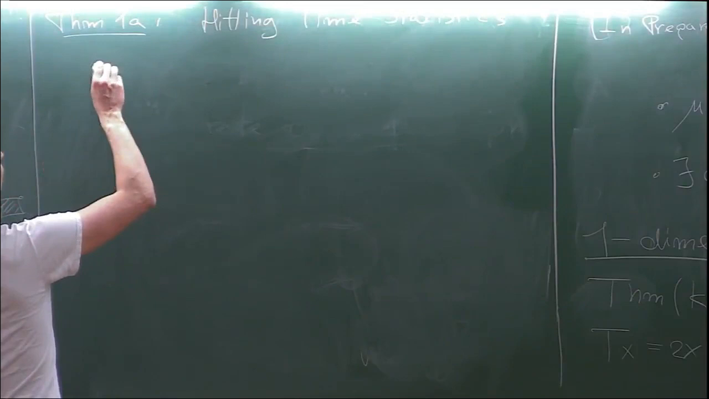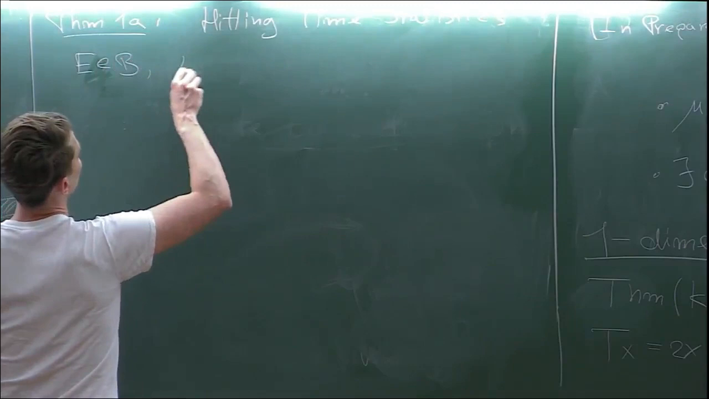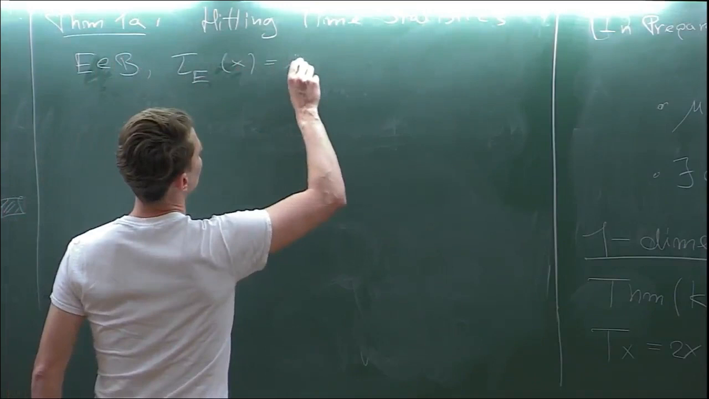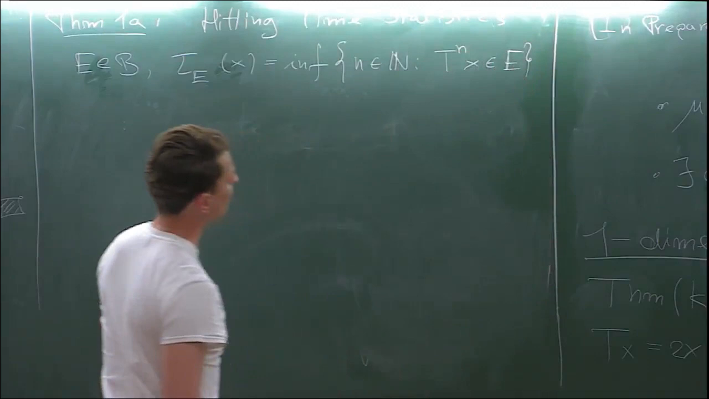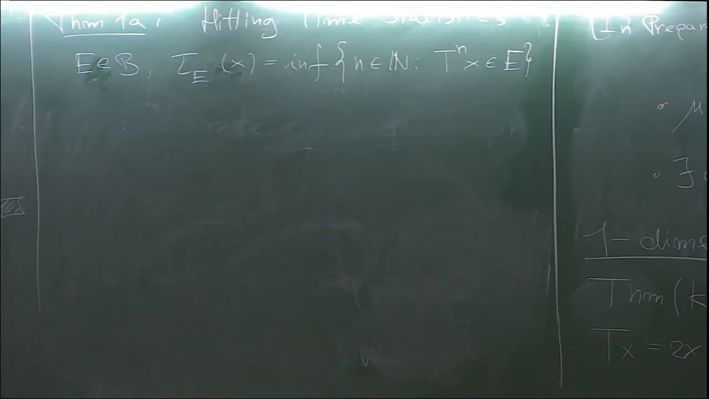If we have a set E, we can define the first hitting time of x as the infimum of n in N such that T^n x lands in E. Okay, so that's just, we start at a point, we jump around, and then the first time we hit E, that's our first hitting time.